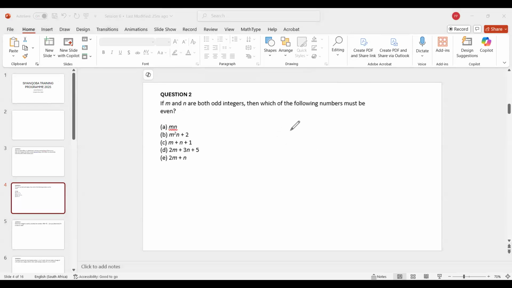There are some general rules about odd numbers and even numbers, right? When you add, even plus even gives you even. I think you all know that. Even plus odd is odd: 5 plus 6 is 11, that's odd. Odd plus odd is even: 7 plus 5 is 12.